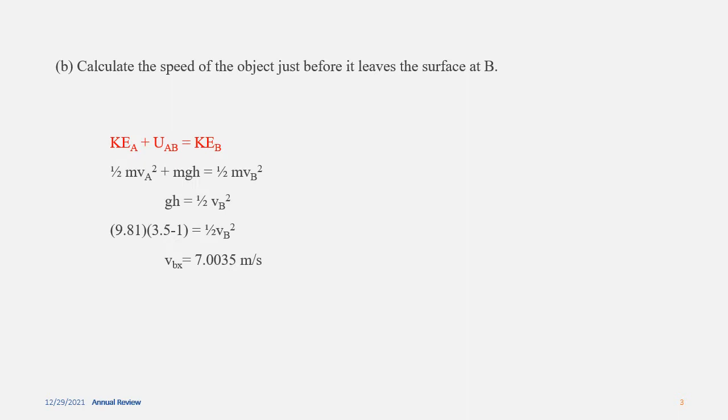For the next question, calculate the speed of the object just before it leaves the surface at B. So here we take kinetic energy at A plus potential energy from A to B equals kinetic energy at B. The formula for kinetic energy at A is half m v squared at A plus mgh for the potential energy equals half m v squared at B. Because the object starts from rest, there is no velocity at the starting point, so the velocity at A becomes 0.